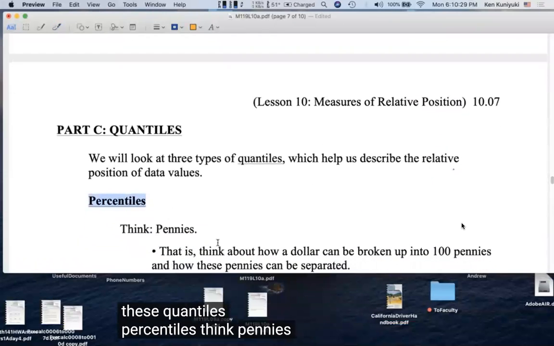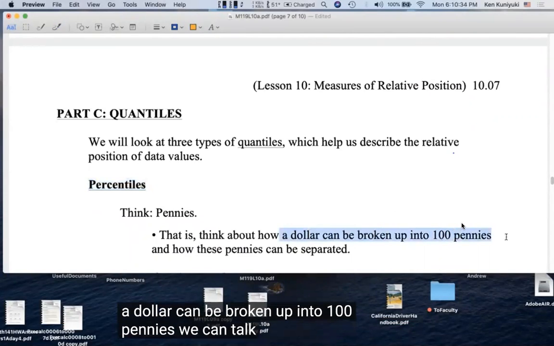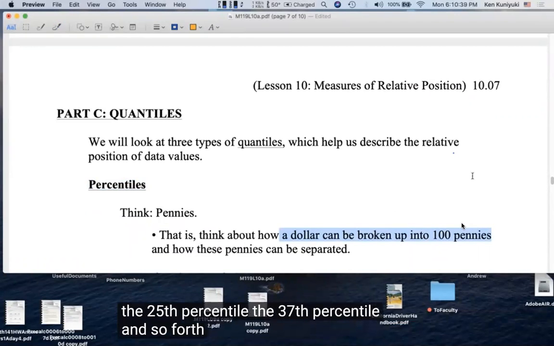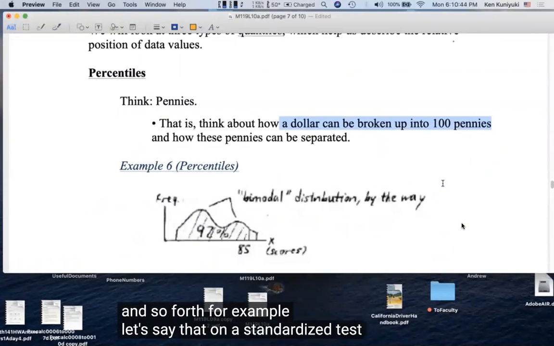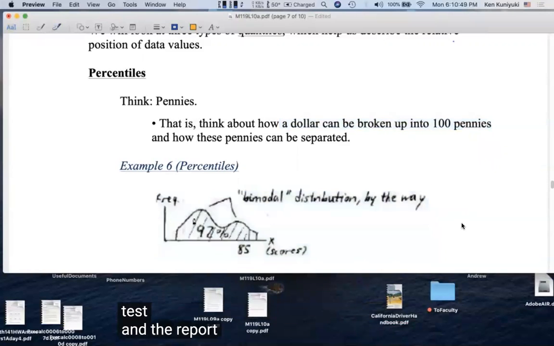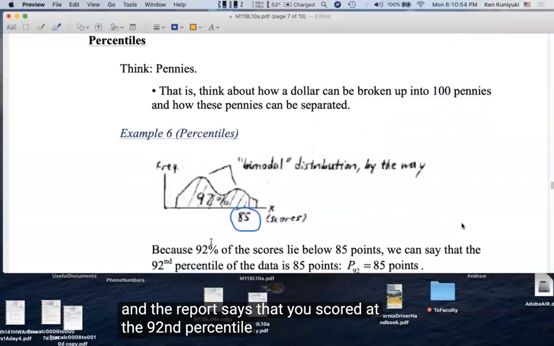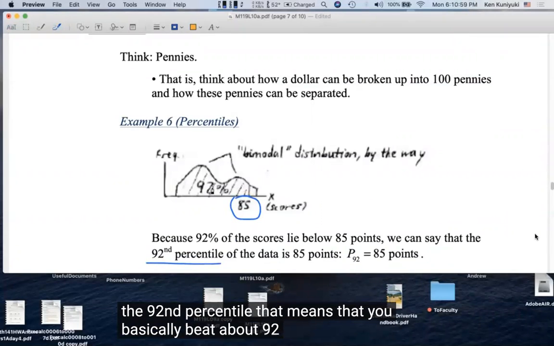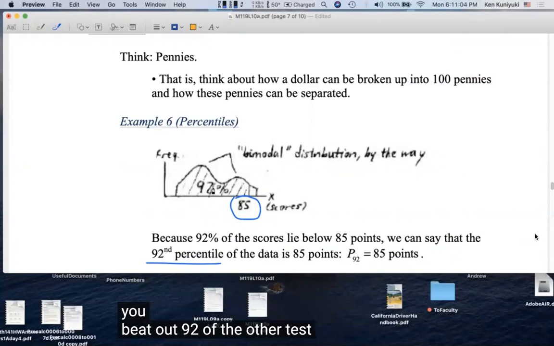Percentiles. Think pennies. So think about how a dollar can be broken up into 100 pennies. We can talk about the 25th percentile, the 37th percentile, and so forth. For example, let's say that on a standardized test, you score 85 points. And the report says that you scored at the 92nd percentile. The 92nd percentile. That means that you basically beat about 92% of the other people who took the test. You beat out 92% of the other test scores.